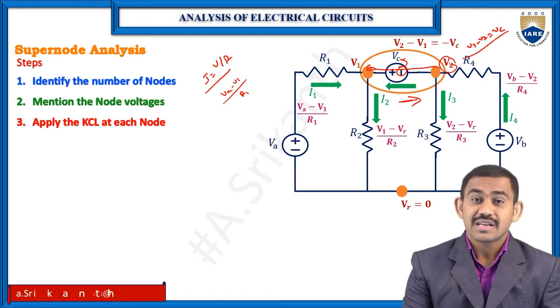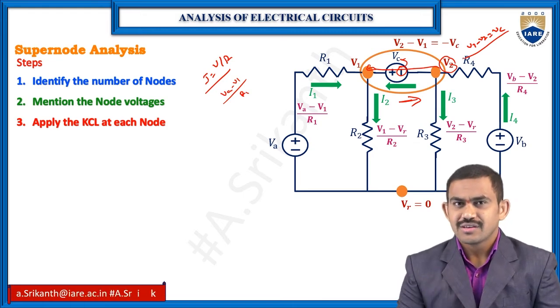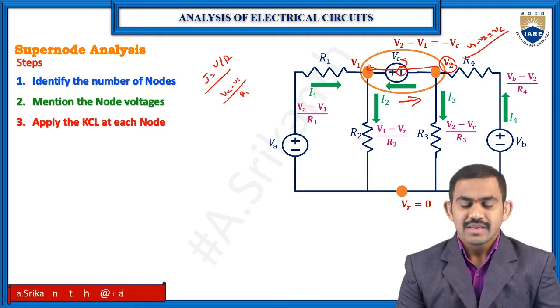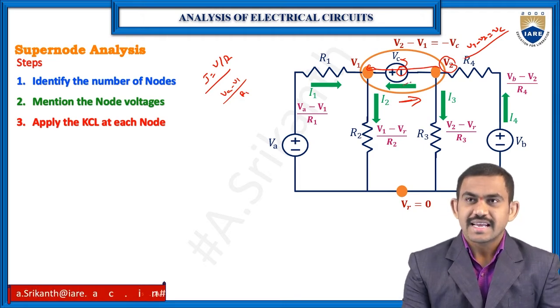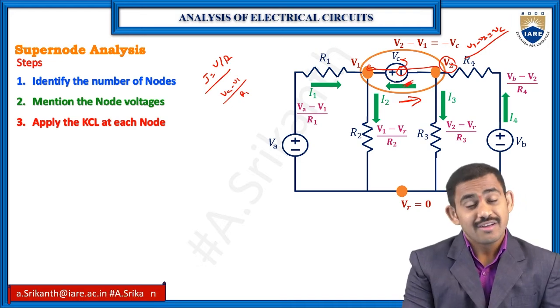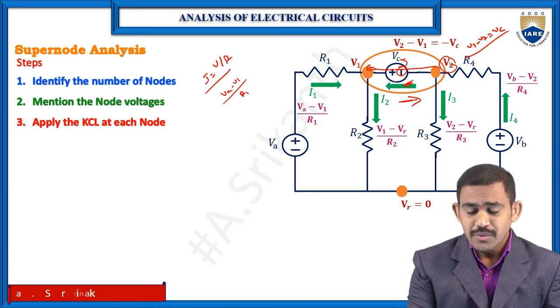You can use any method. We will get the same answer. If your direction is reverse, that means you will get the negative value. If direction is correct, then you will get the positive value. That's it. For this green direction, your direction is V2 to V1, I have the current direction. That means V2 minus V1 equal to minus Vc.